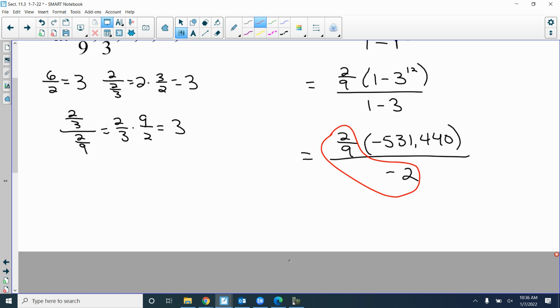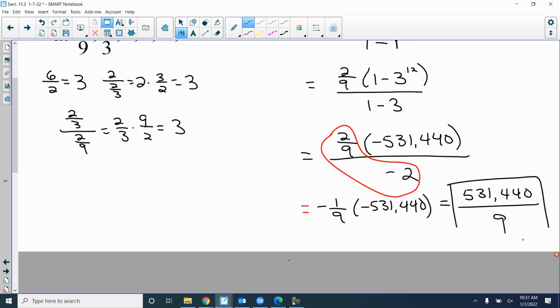Use your calculator. If it gives you a nice number, fine. If it doesn't, convert it. But 2/9 divided by 2, you're basically cutting 2/9 in half. So it should be what? 1/9, but it's going to be negative. Yeah, you get negative 1/9. All right, so now this is going to be negative 1/9, and it's a negative times a negative. So in the end, times negative 531,440. Negative times a negative is positive, so it's going to be 531,440 divided by 9.